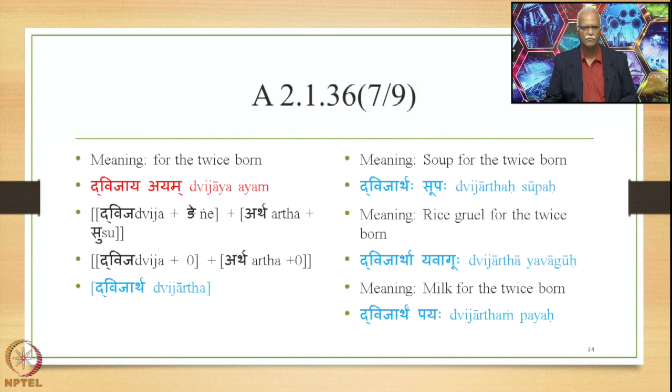Then similarly, if the meaning is soup for the twice born, we can have the compound dvijarthaha supaha. Here the word supa is visheshya, dvijartha is its qualifier, and therefore it assumes the gender of supa, which is masculine, and so there is dvijarthaha. Next, if the meaning is rice gruel for the twice born, dvijartha yavaguhu. That is the expression that we can get. Dvijartha yavaguhu.